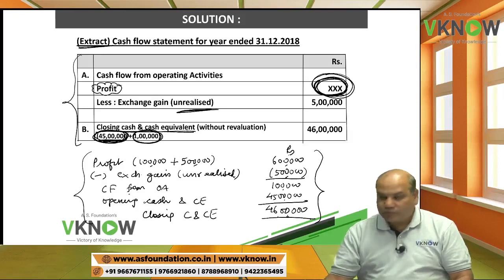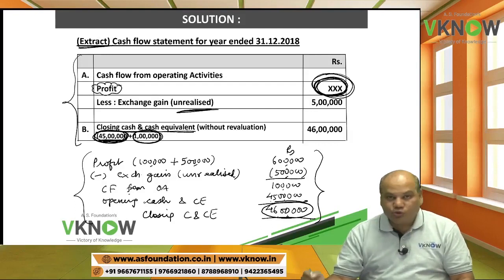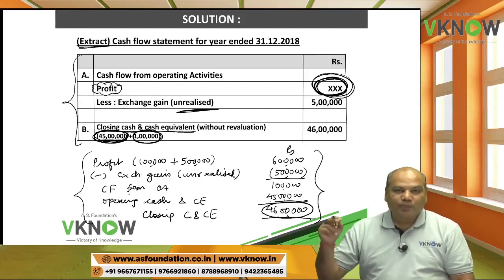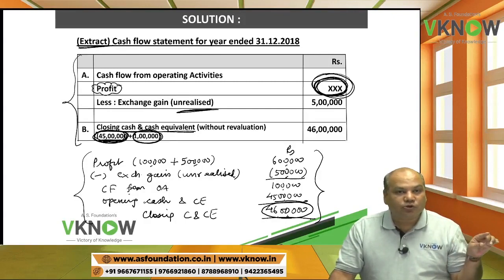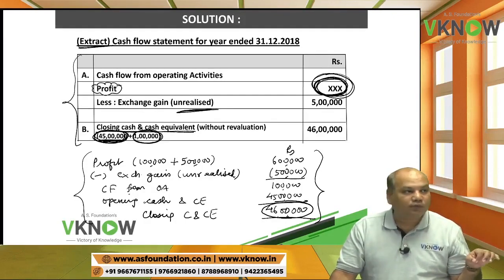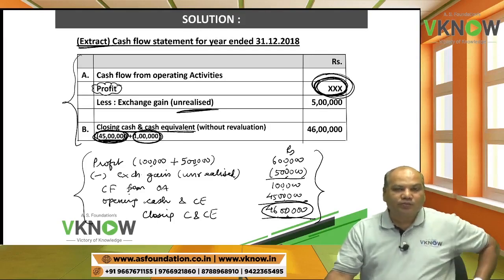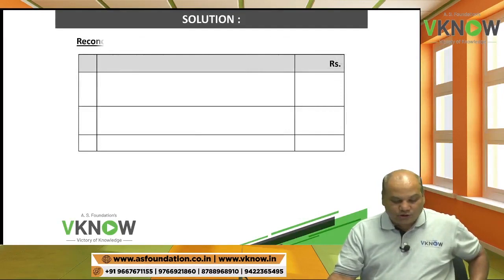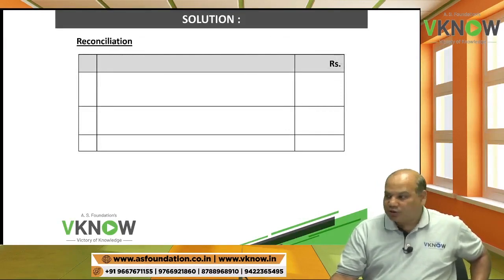Both are okay. Now the problem is your cash flow statement is showing 46 lakh. Balance sheet is showing 51 lakh. The shareholders will get confused. Shareholder will look at the cash flow statement, oh, 46 lakh. Balance sheet 51 lakh, 46, 51. So you have to give a reconciliation of cash and cash equivalent. So write down below reconciliation.